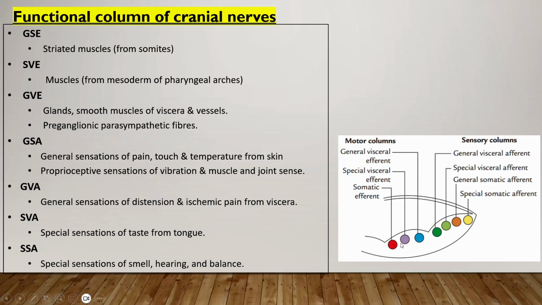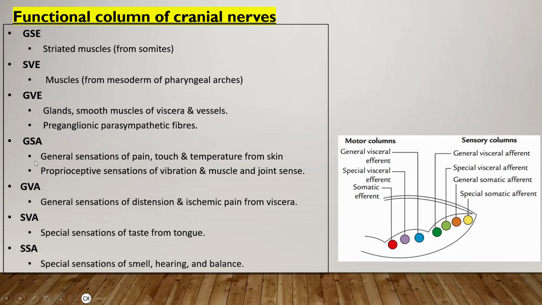So now to summarize the functional column of cranial nerves, you can see in the basal lamina all are motor, in that there is general somatic efferent that is going to supply the striated muscles arising from the somites. Then there is a special visceral efferent which is going to supply the muscle arising from the pharyngeal arches. So special visceral efferent. Okay, and third one will be general visceral efferent. So general visceral efferent will be going to supply the glands, smooth muscle of viscera and vessels and also preganglionic parasympathetic fibers.